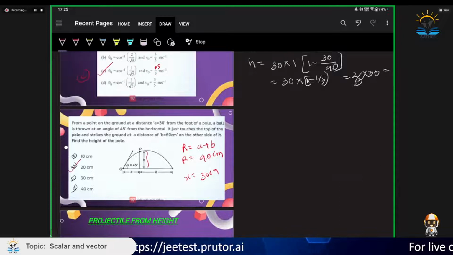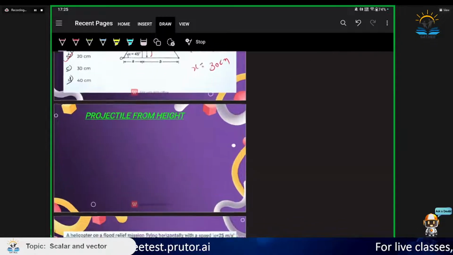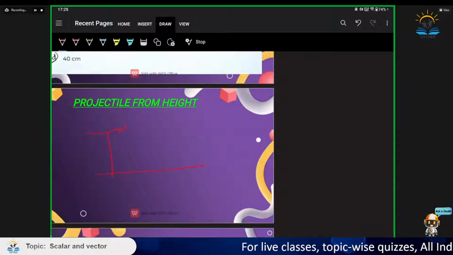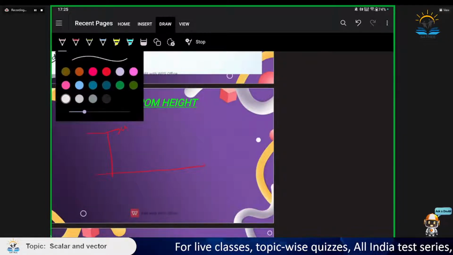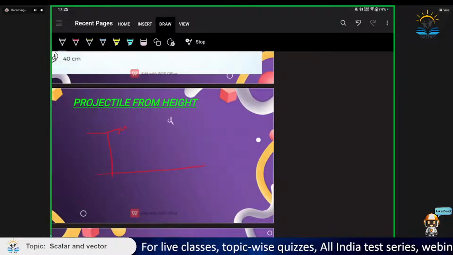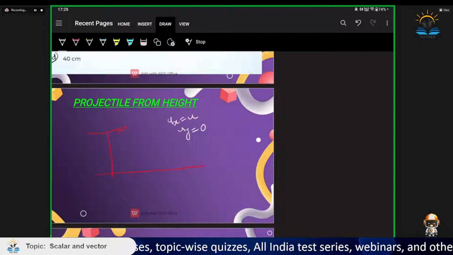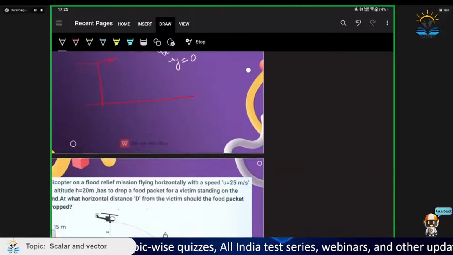Next is projectile from a height. For these cases, that is projectile from a height, ux will be u and uy will be 0. Right. Let's solve the first question.